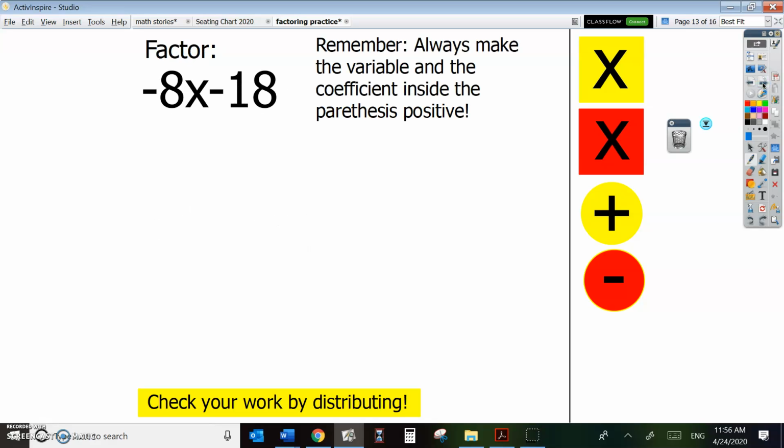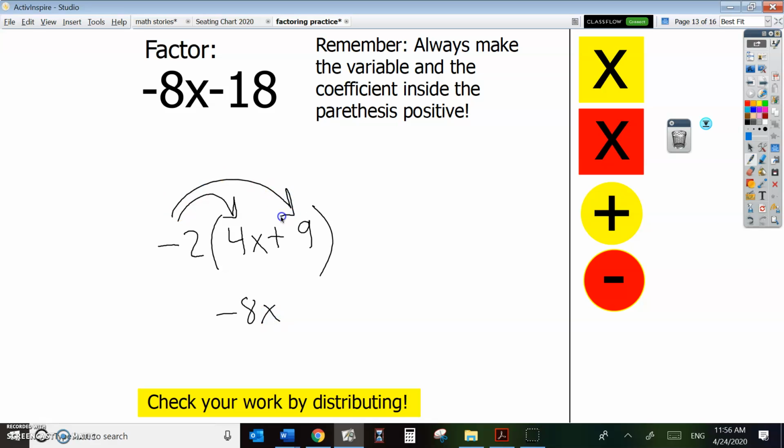Negative 8, negative 18, greatest common factor is 2. 8 divided by negative 2 is 4. Negative 18 divided by negative 2 is 9. Distribute to check. Negative 2 times 4x is negative 8x. Negative 2 times 9 is minus 18.